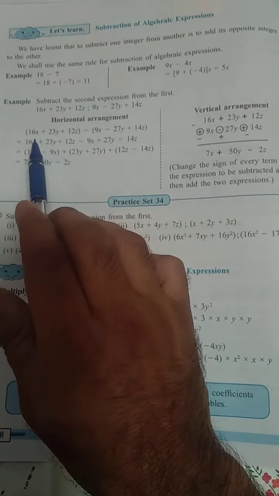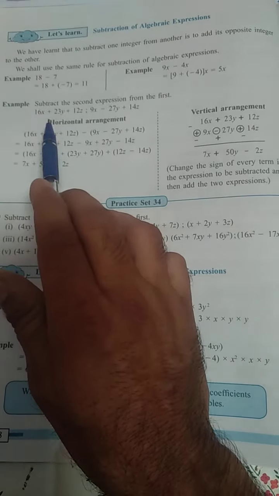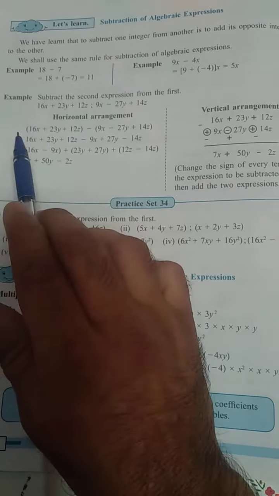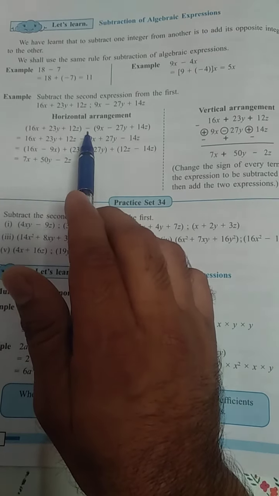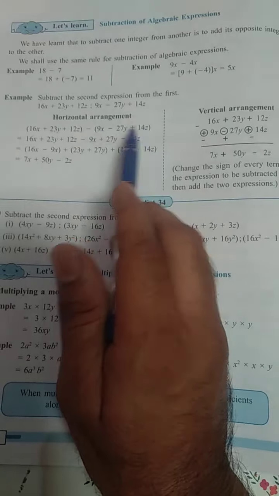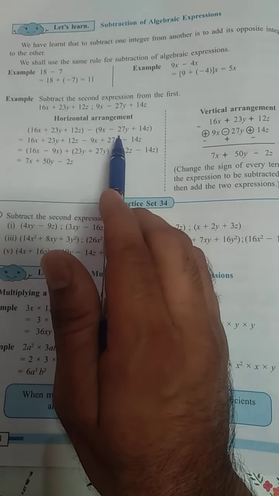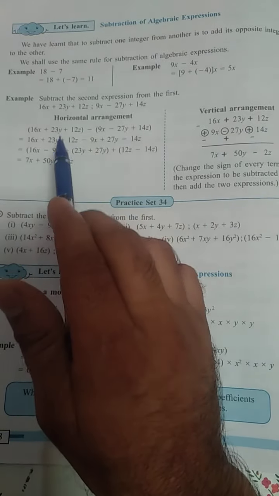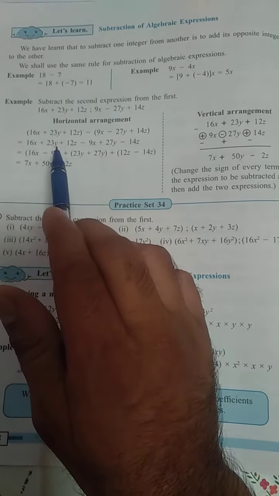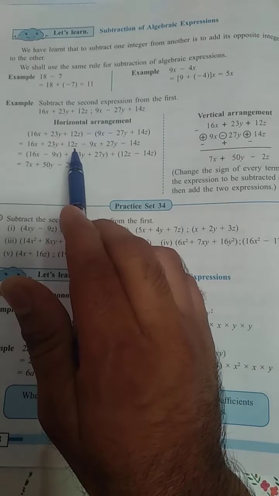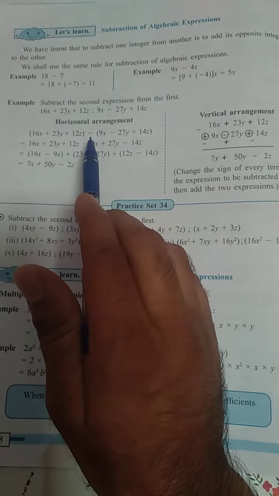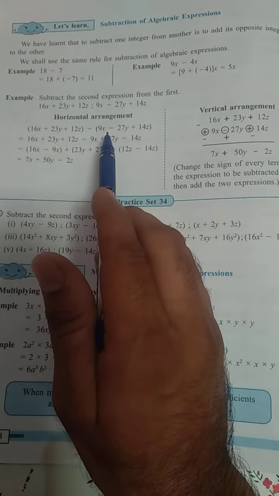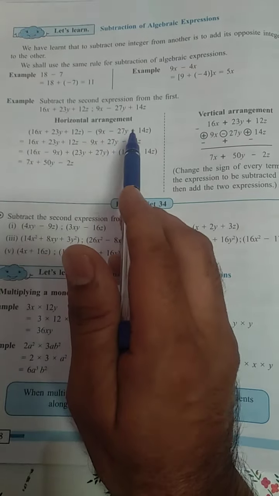See here, horizontal arrangement means you write the first expression as it is, 16x plus 23y plus 12z, in one bracket, and outside the bracket a minus, and then the second bracket. In that one you write 9x minus 27y plus 14z. When you are opening the bracket, the first term will become as it is, 16x plus 23y plus 12z. But with the minus sign outside the bracket, the inner signs will be changed. What will come here? This minus will become a plus. Again this plus will become a minus.